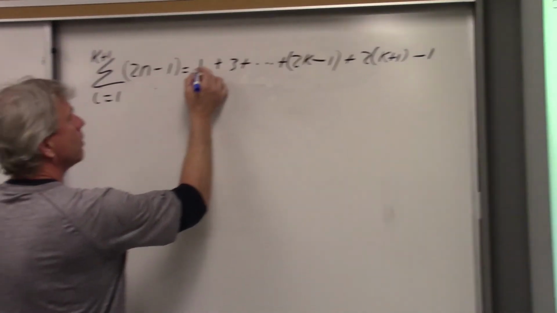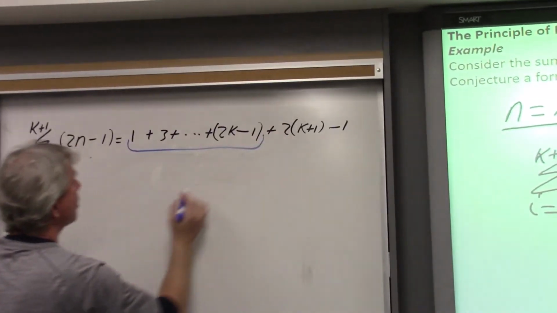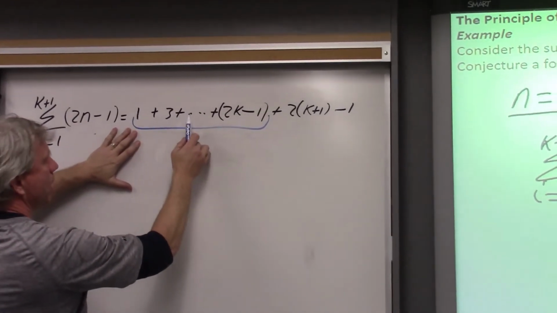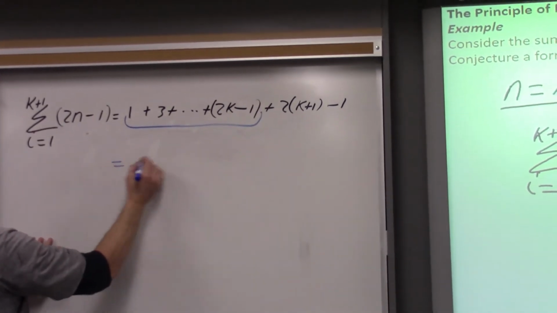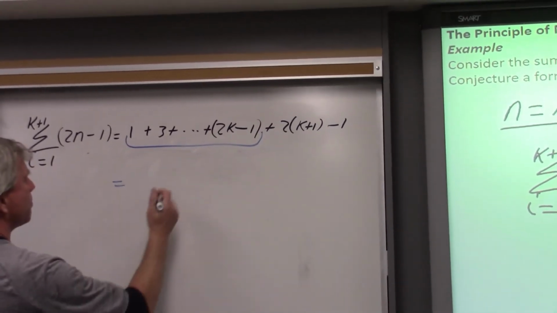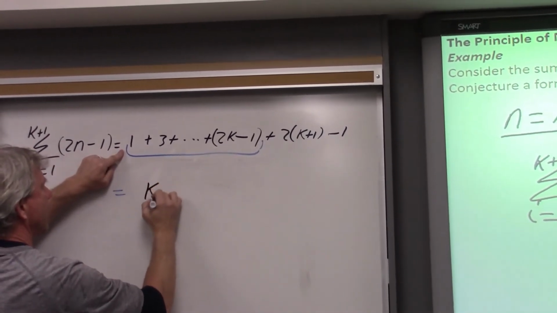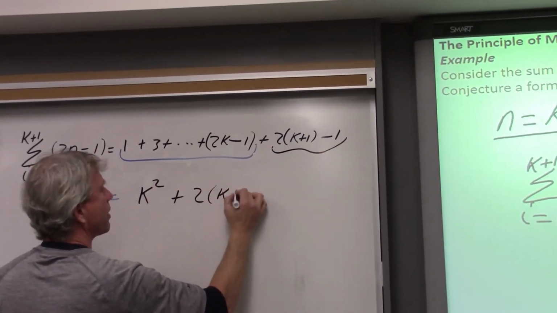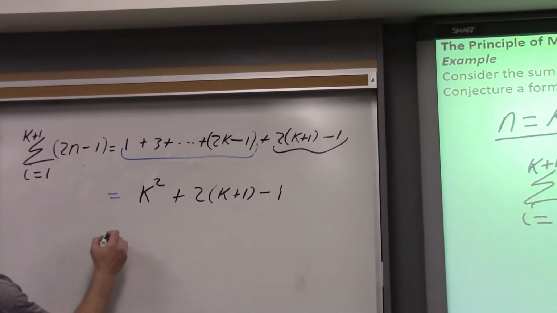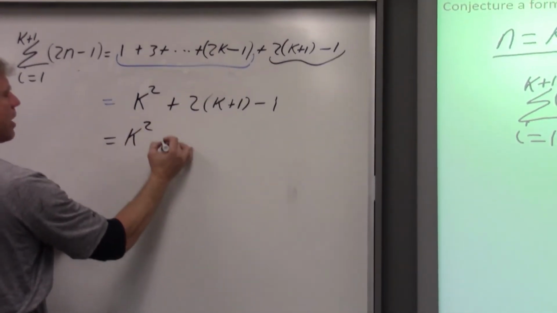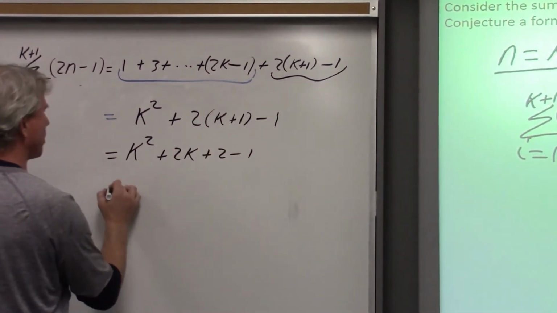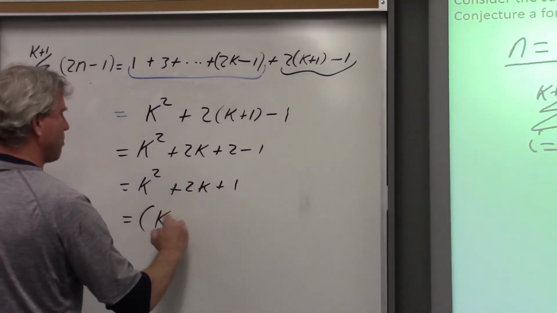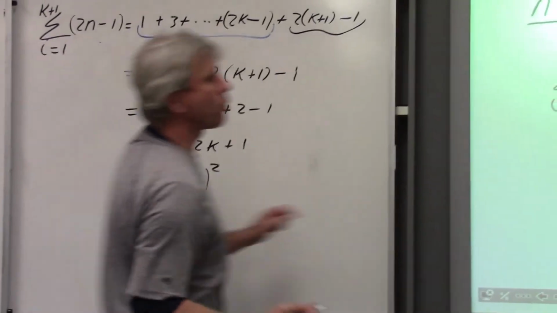So using the assumption, the sum of the first k integers, which is given by 1 plus 3 plus dot dot dot plus twice k minus 1, we can use the formula for that sum. So we should be able to calculate the sum of the first k by doing k squared if the formula is correct. Plus, we have this little extra piece here, 2 times k plus 1 minus 1, where we plugged in the k plus first integer. And we want to simplify this out. This would be k squared plus 2k plus 2 minus 1, or just k squared plus 2k plus 1, which is just k plus 1 squared, which is what we would need to show.